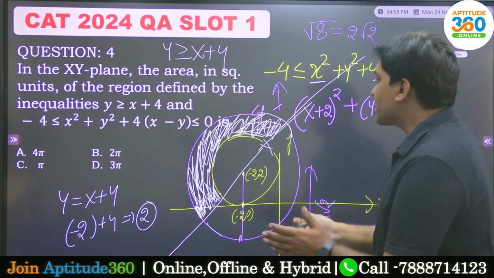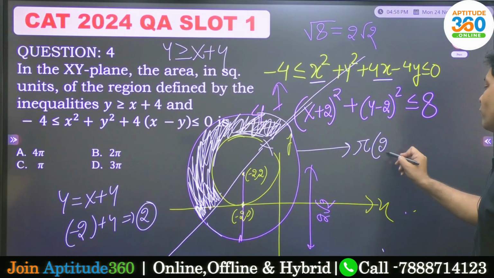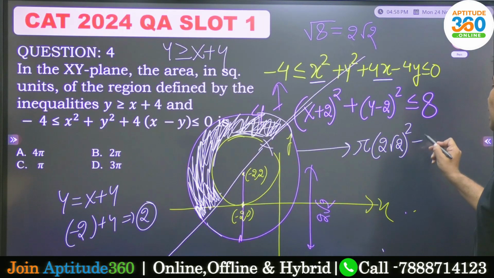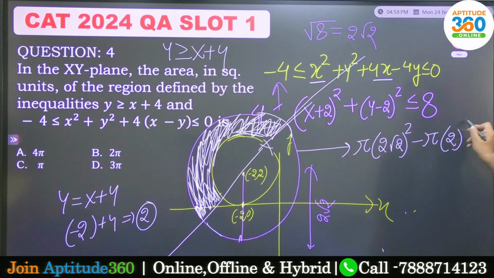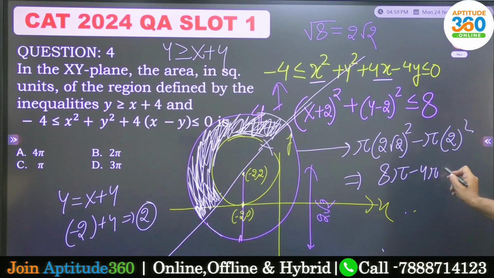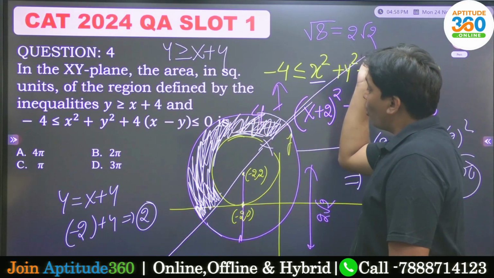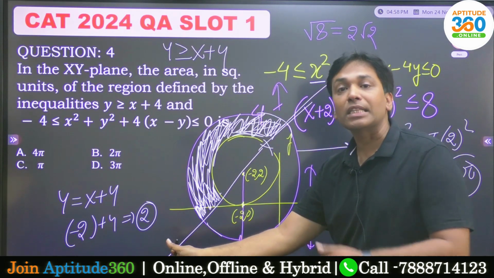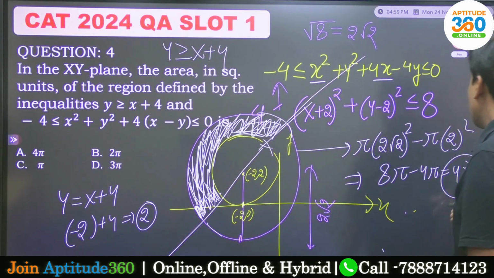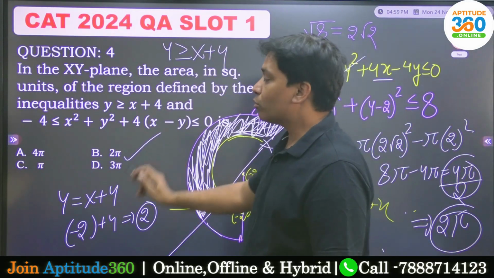So the area between two concentric circles. What is the area of the bigger circle? The area of the bigger circle is pi r square, where r is 2 root 2, and the area of the smaller is pi times 2 square. So this becomes 8 pi minus 4 pi, which is 4 pi. But 4 pi is the area of this entire region, and y equals x plus 4 is dividing it into two equal halves. So this has to be divided by 2. So what do you have finally? 2 pi. The area out here is 2 pi.